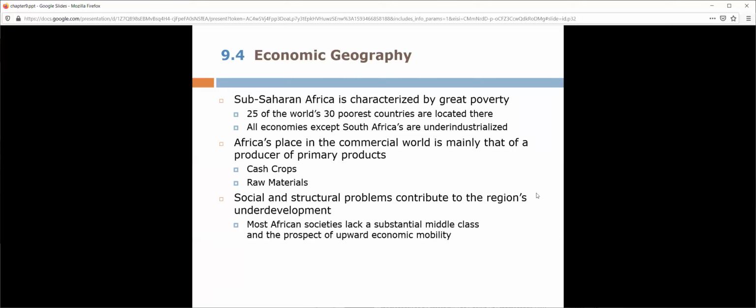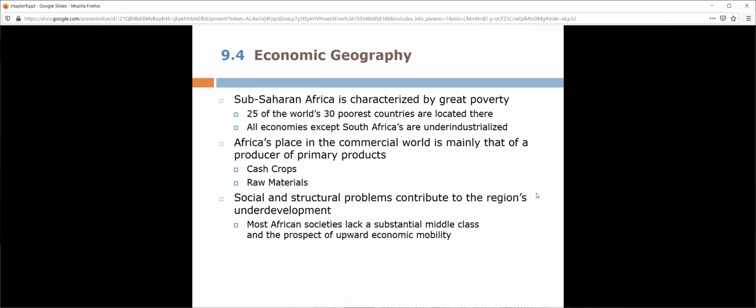Africa's place in the commercial world is mainly that of a producer of primary products. I'd say this is still true to this day. Africa is where you get lots of raw materials and cash crops. Lots of your rubbers, your sugars, stuff like that originate from Africa, along with metals and natural resources that are not oil. There's a lot of oil in Africa, but that is not one of its exports. And oil is not an African export. I'll say it like that.